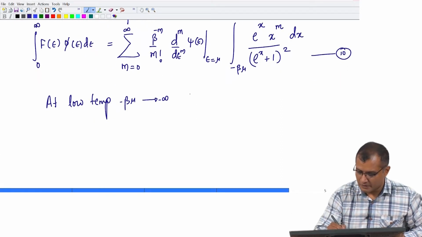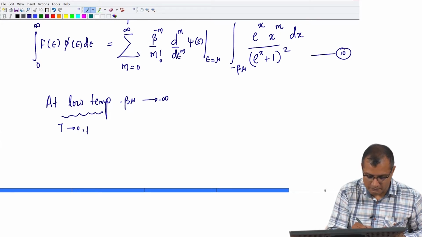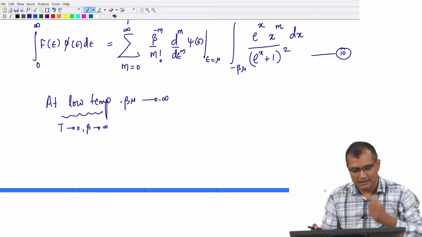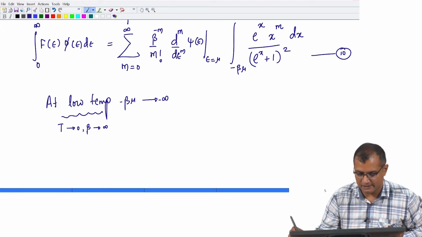right, because low temperature means T going to 0 or beta going to infinity. You can also say absolutely low temperature, okay. But here I have given a scale argument. In any case, they both imply the same.